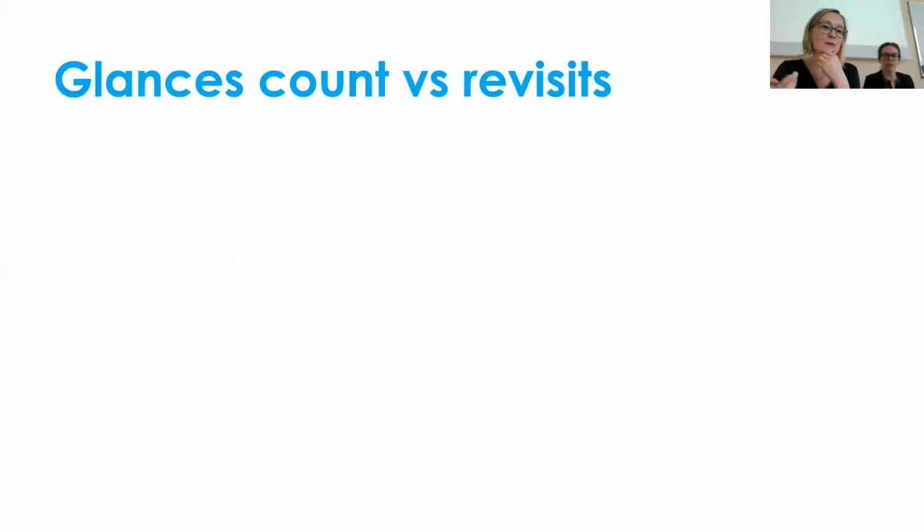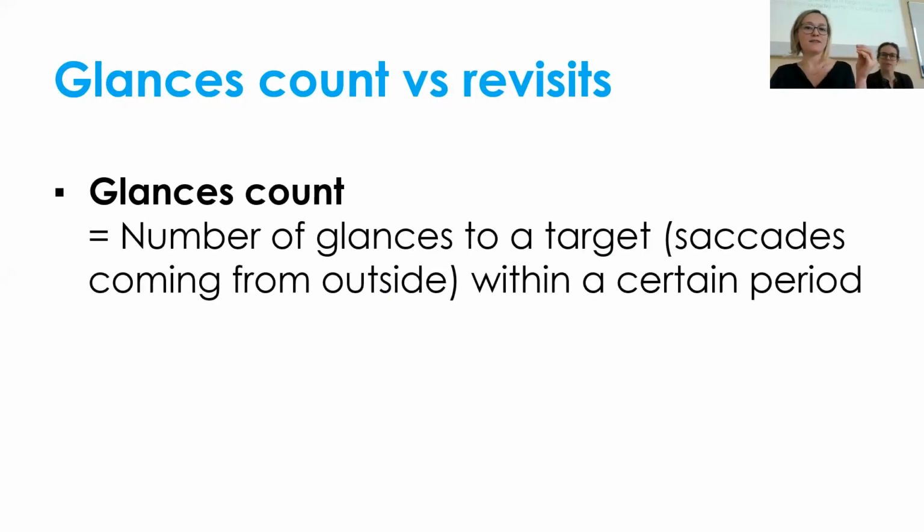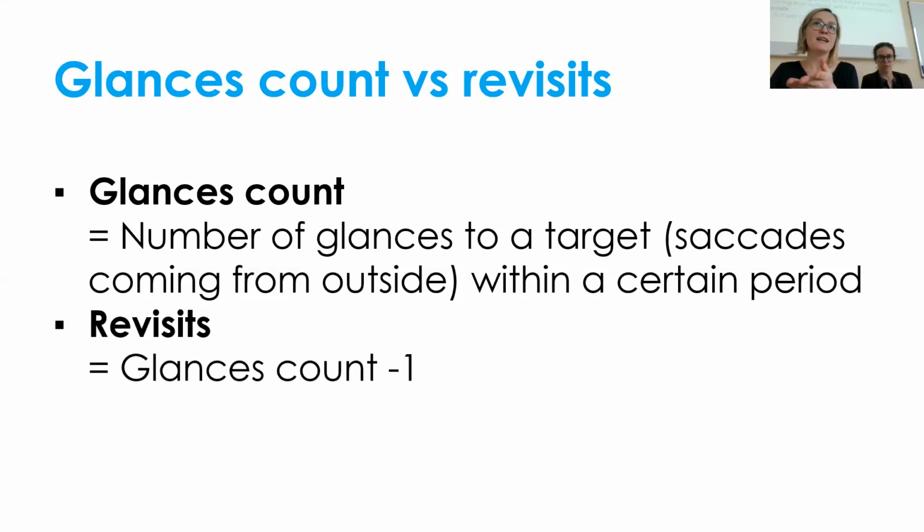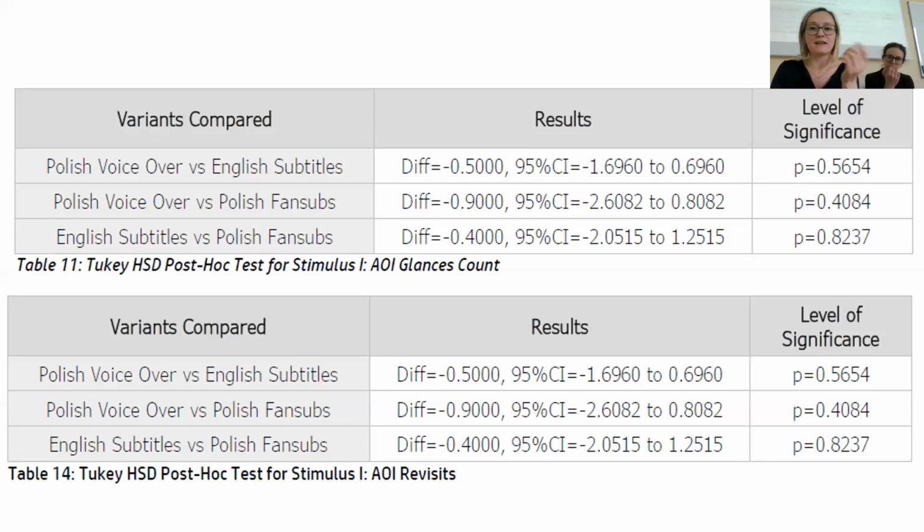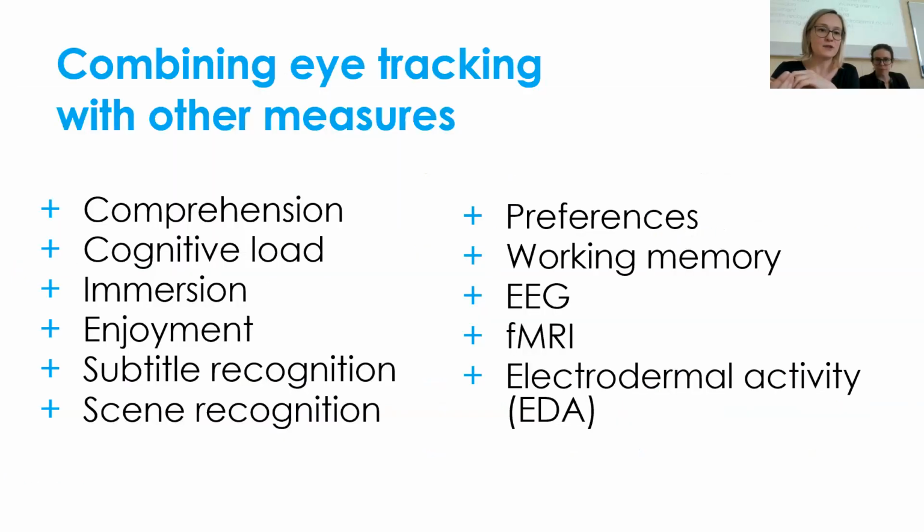Just need to choose. The same with glances count and revisits. Glances count would be the number of glances, meaning saccades really, entering an area of interest, and revisits would be glances count minus one. So it's not surprising that when she reported her results, in a table for glances count and another table for revisits, the numbers are the same, right? This is identical to this, because it's actually based on the same data. So this doesn't make sense really. This is something we shouldn't be doing.